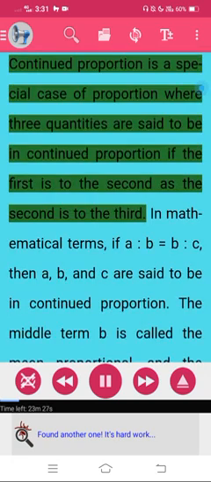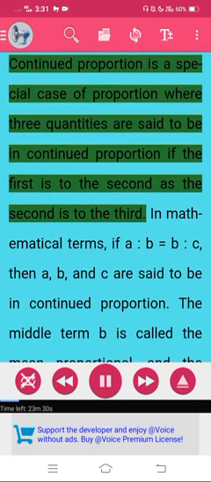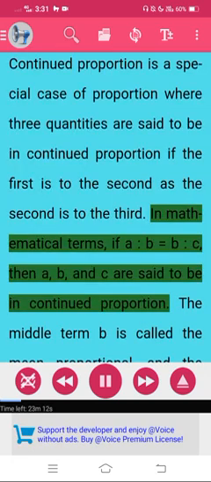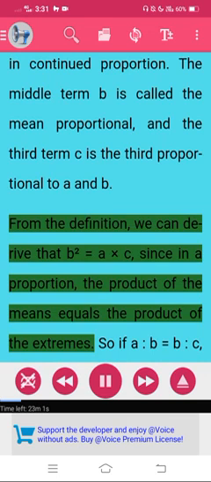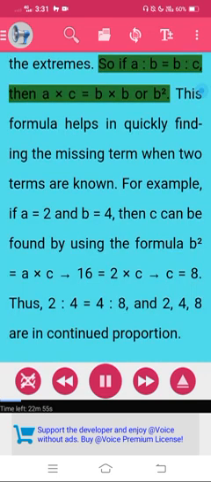Continued proportion is a special case of proportion where three quantities are said to be in continued proportion if the first is to the second as the second is to the third. In mathematical terms, if A:B = B:C, then A, B, and C are said to be in continued proportion. The middle term B is called the mean proportional, and the third term C is the third proportional to A and B. From the definition, we can derive that B squared equals A times C, since in a proportion, the product of the means equals the product of the extremes. So if A:B = B:C, then A times C equals B times B, or B squared.